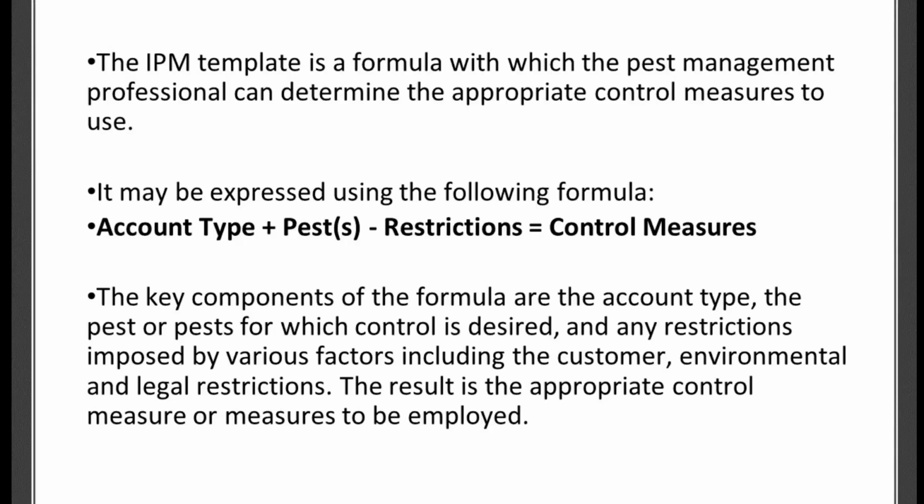The IPM template. The IPM template is a formula with which the pest management professional can determine the appropriate control measures to use. It may be expressed using the formula: account type plus pest minus restrictions equals control measures. The key components of the formula are the account type, the pest or pests for which control is desired, and any restrictions imposed by various factors, including the customer, environmental, and legal restrictions. The result is the appropriate control measure or measures to be employed.